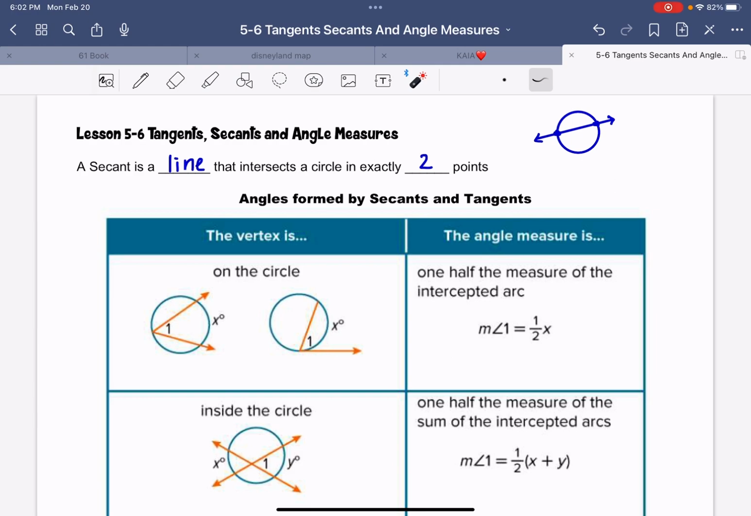All right, and also last week we looked at a tangent line. Remember, a tangent line intersects a circle at exactly 1 point. So knowing that difference, we're going to be looking at both of those lines together today.